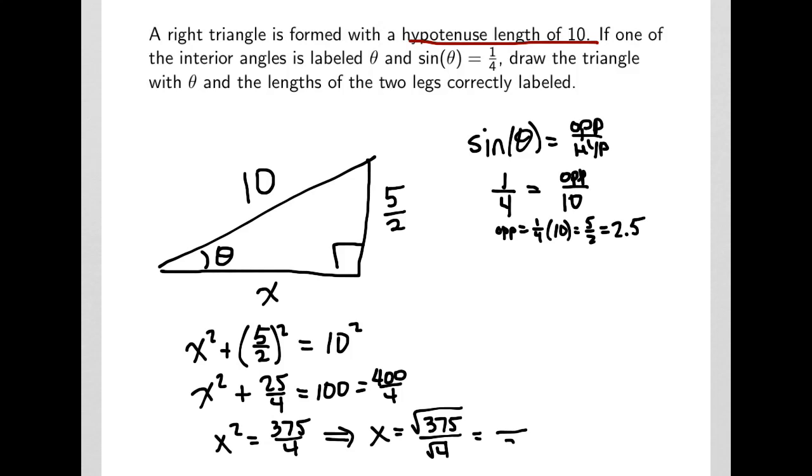which is over 2. And 375 is a multiple of 25. How many? 375, well, 400 is 25 times 16, so that's 15, 5 square root of 15. So what I found is my x is the square root of 375 over 2, which simplified was 5 square root of 15 over 2.